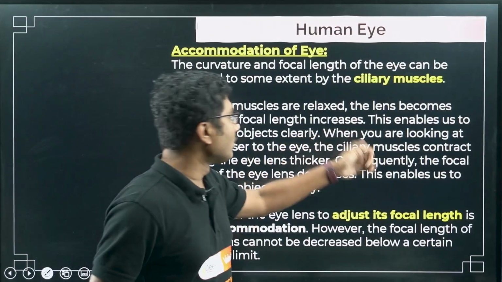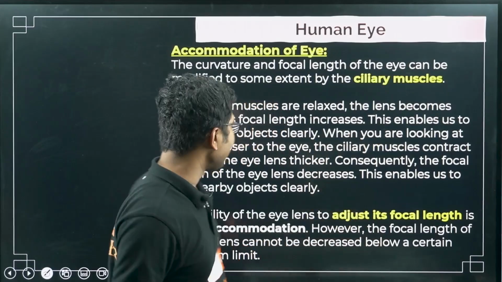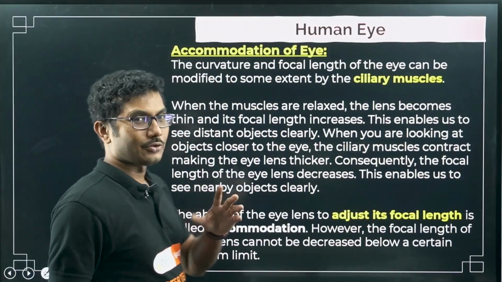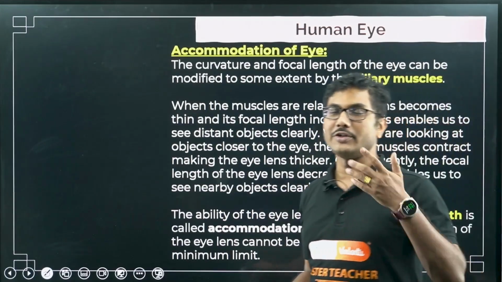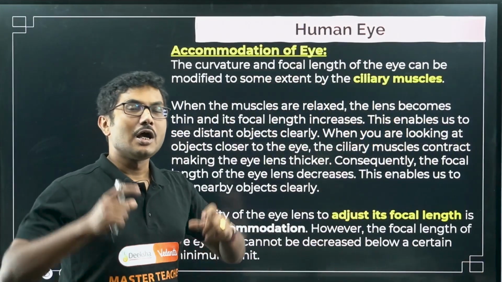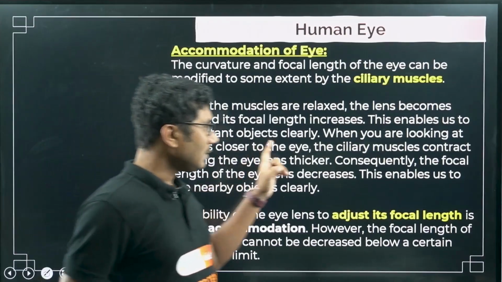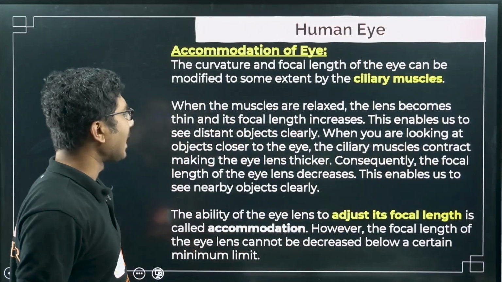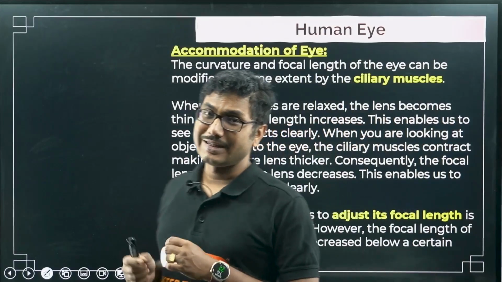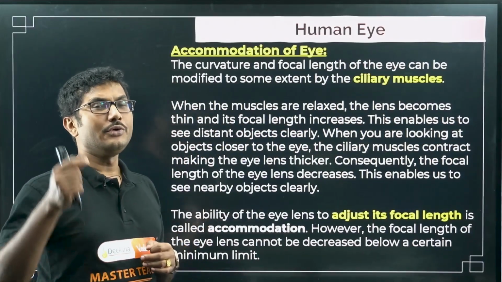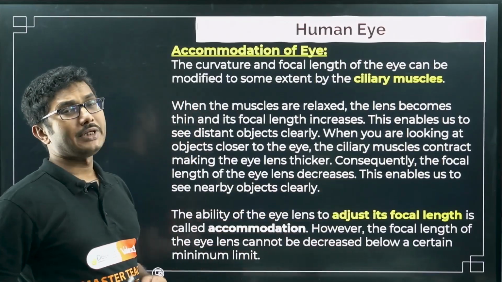Now, when you are looking at objects closer to the eye, the ciliary muscles contract, making the eye lens thicker. So when you are reading a book, playing a game on your mobile phone, or watching my video on your mobile phone, your ciliary muscles contract, making your eye lens thicker. Okay, consequently the focal length of the eye lens decreases. So in that case, what happens? The focal length of your eye lens decreases, so that allows you to see objects which are very close to you. This enables us to see nearby objects clearly.